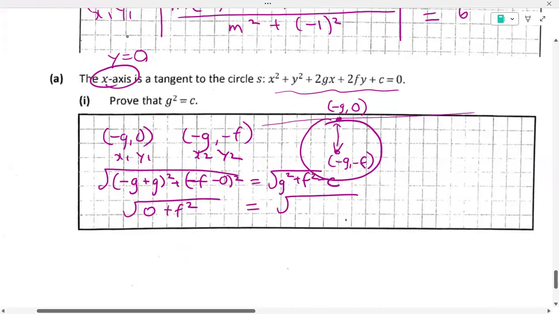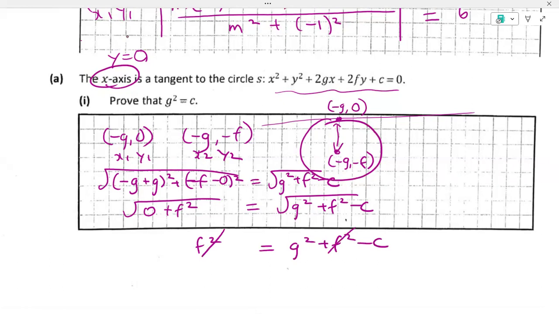Now, so this is the situation we're in here. Now, because they both have a square root, we can drop out the square root. And then the f's cancel. And then if I rearrange, I get g squared is equal to c. And that's exactly what we were looking for.